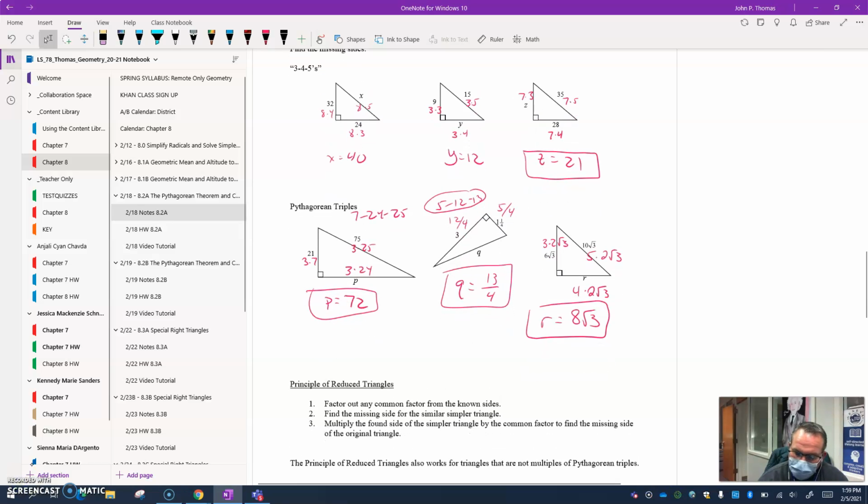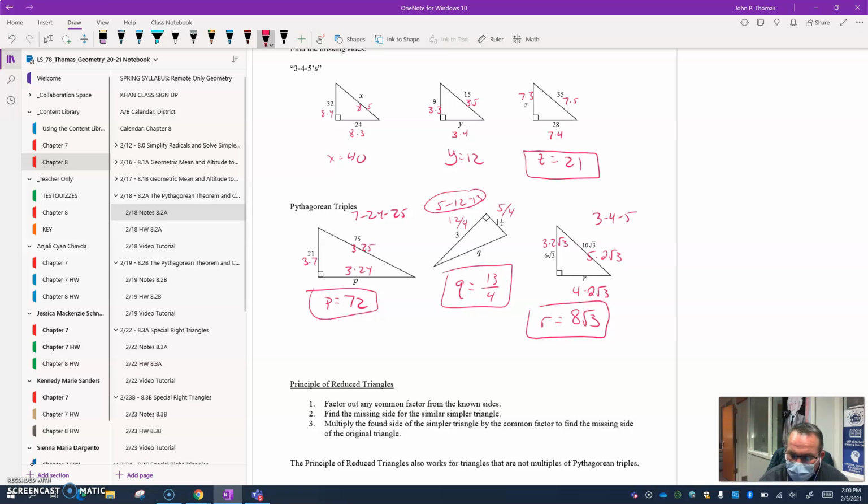All right, so if you want to check these out, we've got our solutions here. The first one was a 7, 24, 25, so P is going to be 72. The next one was a 5, 12, 13. Easiest way here was actually to switch it to fractions with a common denominator. It just makes it a little easier to see that 5, 12 pattern, which gives you the 13 for the hypotenuse. So we get 13 fourths. And then the last one was a 3, 4, 5, and we ended up with an 8 root 3 for that last side.